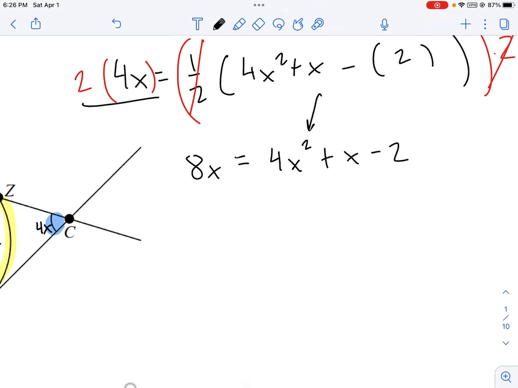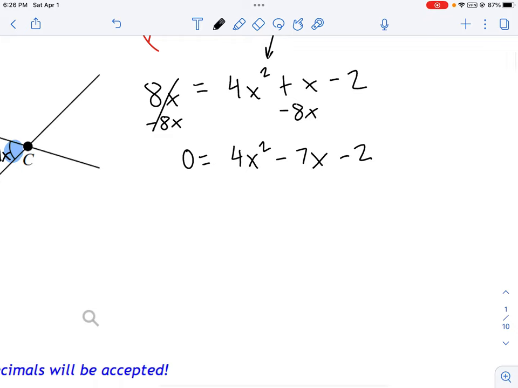Now hopefully bells are ringing that whenever you see a square, you need to solve this by using one of your solving quadratics methods, whatever that may be. I personally like factoring, so we'll start there, and if we can't, we'll do a different method. So subtract 8x from both sides, we get 0 equals 4x squared minus 7x minus 2. And then from there, factoring looks for a GCF first. We don't have one in this case.